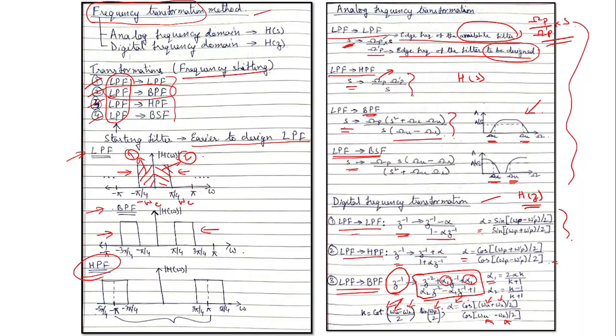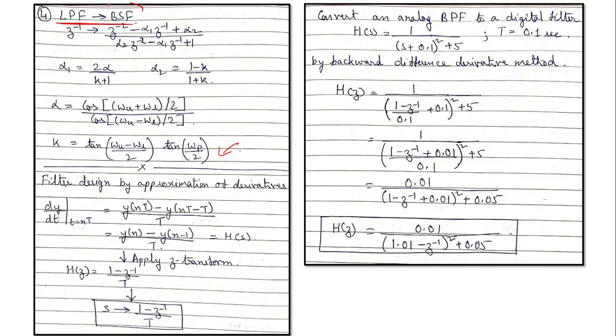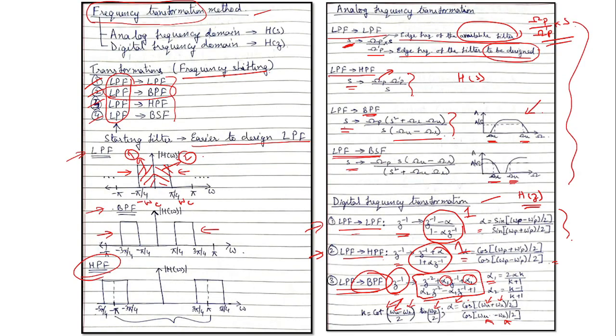Now if you look into the first two cases, the order of Z inverse is 1, but in the next two cases the order is 2. Can you say why? What does that two frequency mean?